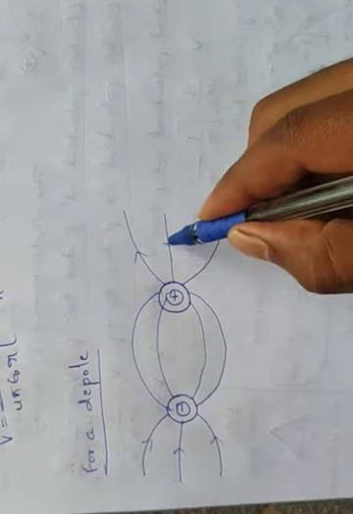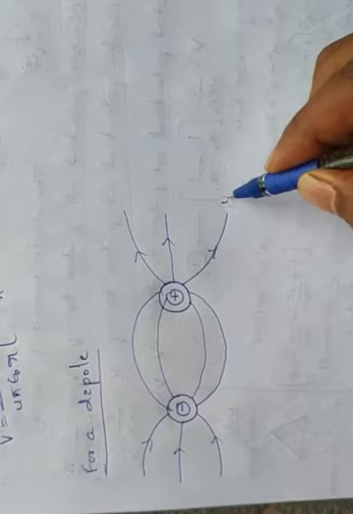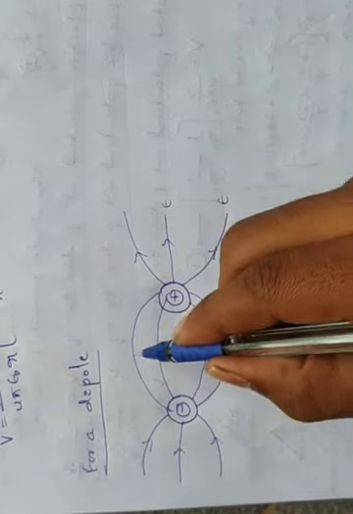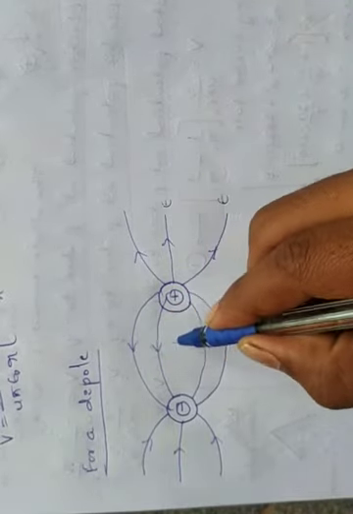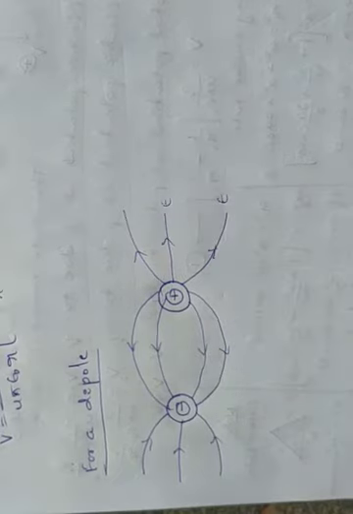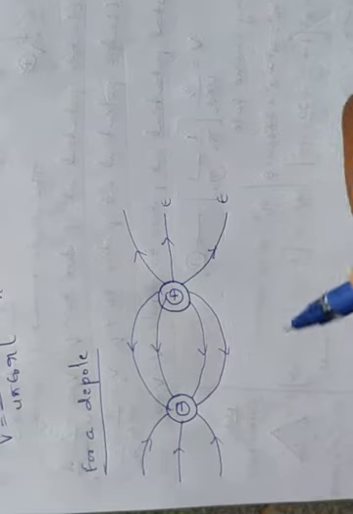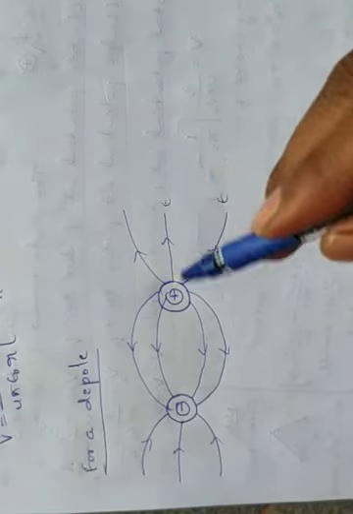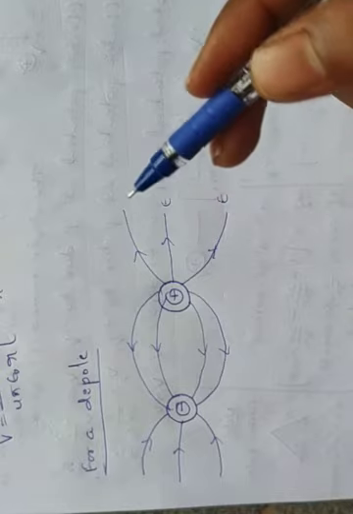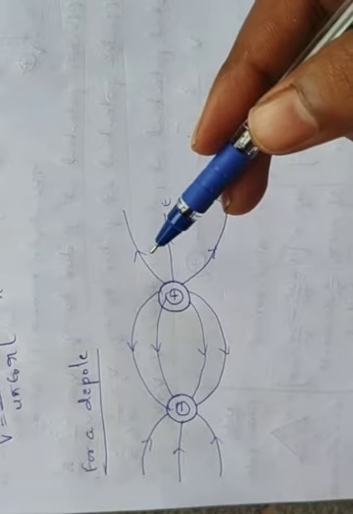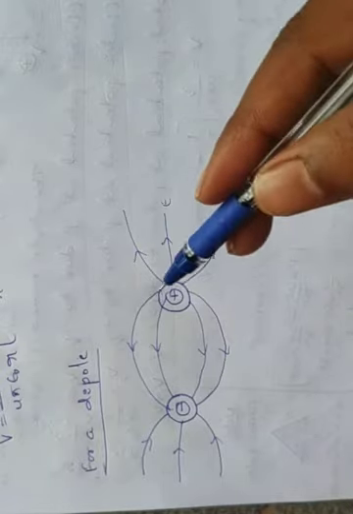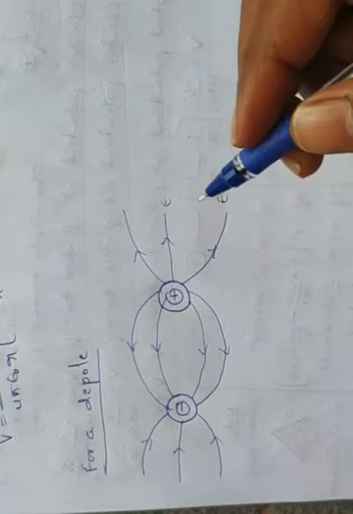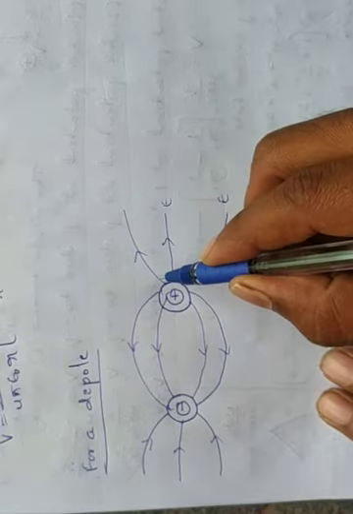Like this. This indicates the what? Direction of the electric field. Now whatever the surfaces we are going to draw, those are perpendicular to these field lines. We know that electric field is perpendicular or normal to the what? These surfaces, equipotential surfaces.